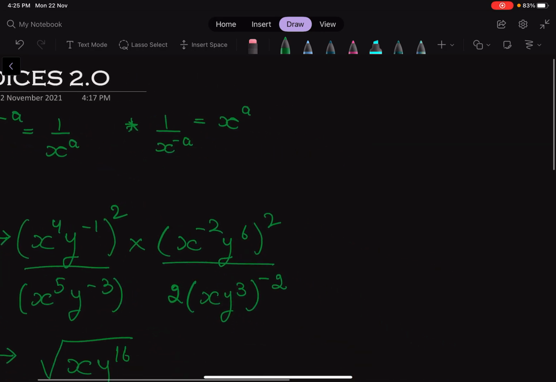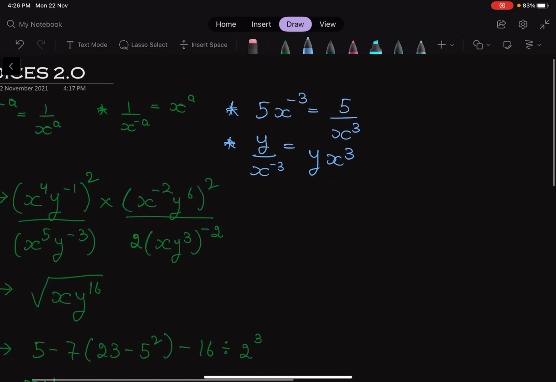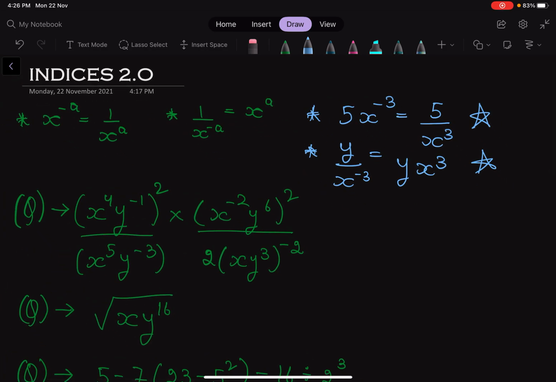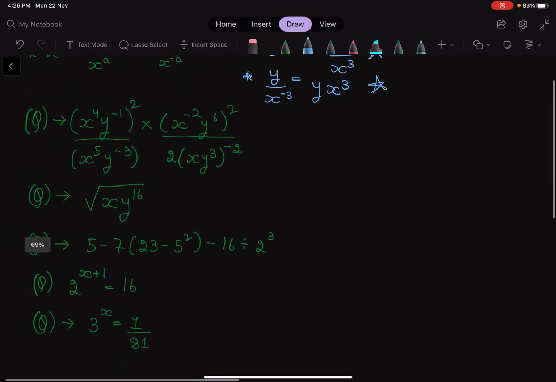So let's say if you have something like 5x power minus 3, what this really means is that it's 5 divided by x power 3. Similarly, if you have y upon x power minus 3, it's y x cube. So this is the meaning of this, don't get confused. That's why I thought I should make a video on this so that you don't face any problem in these types of questions. And once again I have some questions for you, so let's solve them.